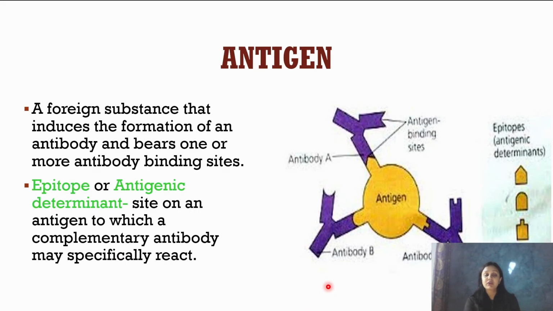Now, moving on to even more basic terms like antigen and antibody. I'm very sure you're all well aware of these terms, but let's quickly go through them before we move on to the steps of IHC. Antigen is a foreign substance that induces the formation of an antibody, and bears one or more antibody binding sites. These antibody binding sites over this particular antigen are known as epitopes, right? An epitope is a site on an antigen to which a complementary antibody may specifically react.